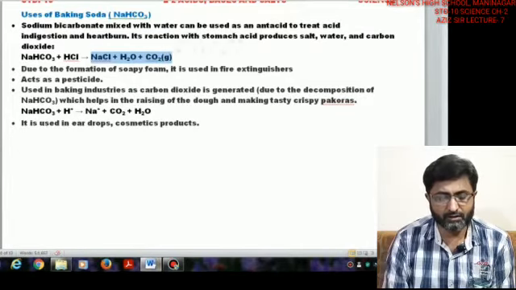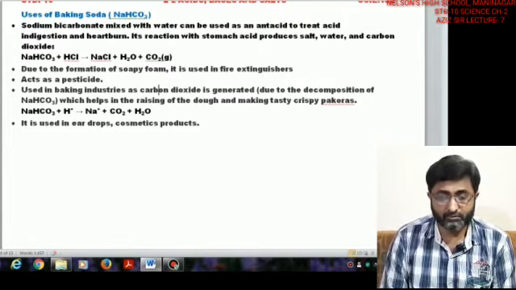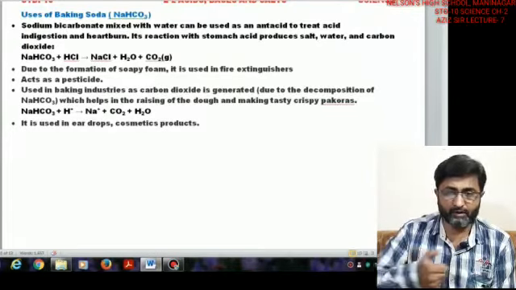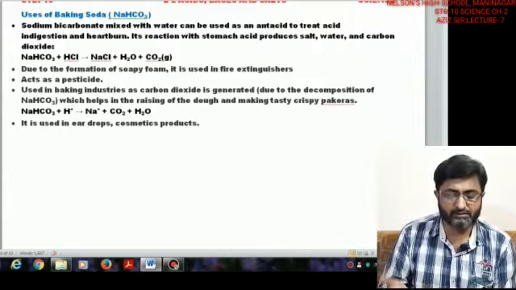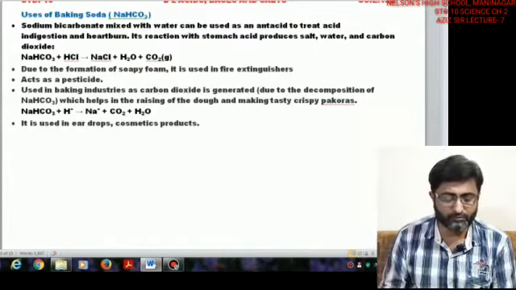Now, another use of NaHCO3 is foam formation. Foam forms when it is sprayed in a fire extinguisher. So a fire extinguisher is nothing but a mixture of NaHCO3 plus sulfuric acid, and it forms a foam.